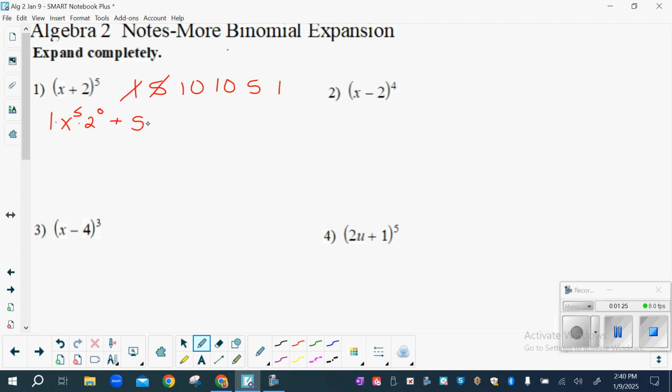And then what's my exponent on my x? 4, times 2 to the 1. Next coefficient, 10, x to the 3 times 2 squared. I'm going to stop for a moment. If you add your exponents at each individual term, what do they add up to?